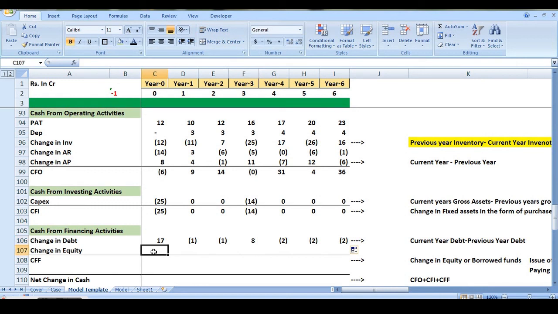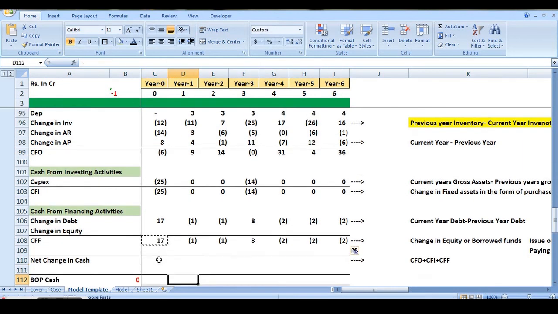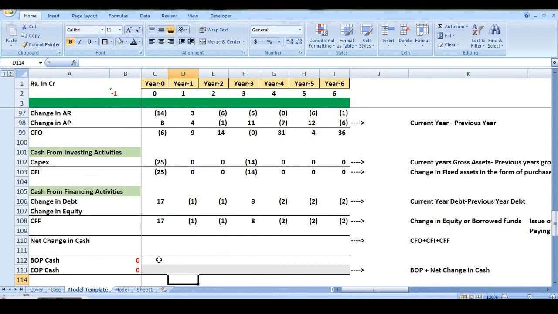If we talk about change in equity, there is no equity in this case, so we will not record any values here, and our change from financing activities will be simply change in debt plus change in equity. And if we drag it or copy paste it for the rest of the years, it gives us values for all 6 years.